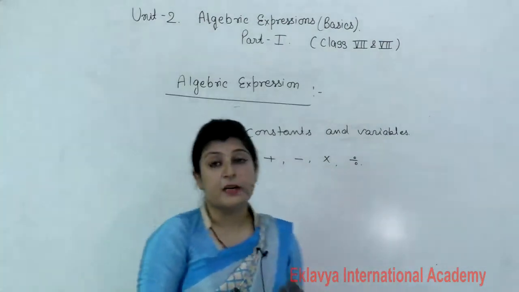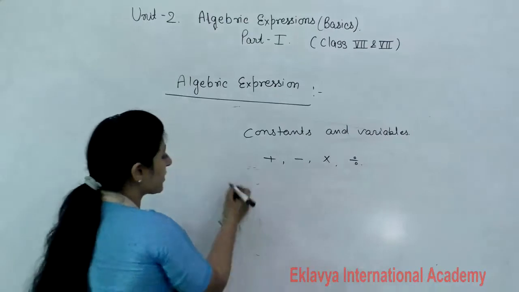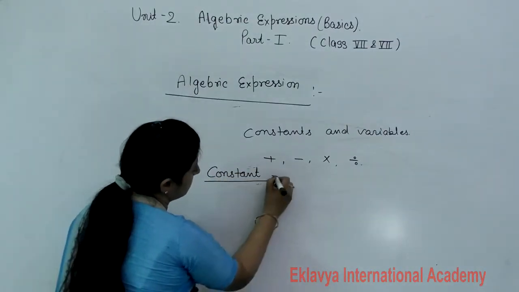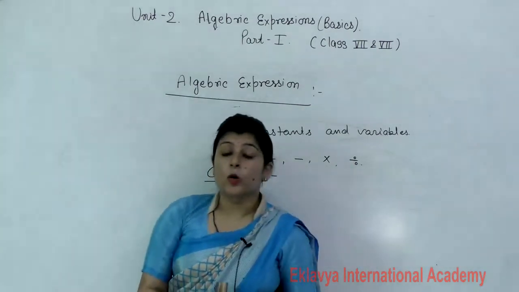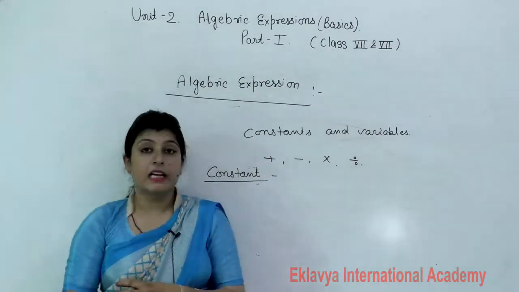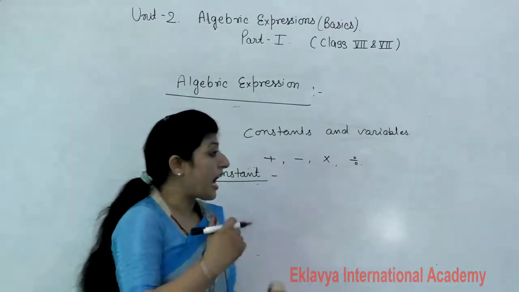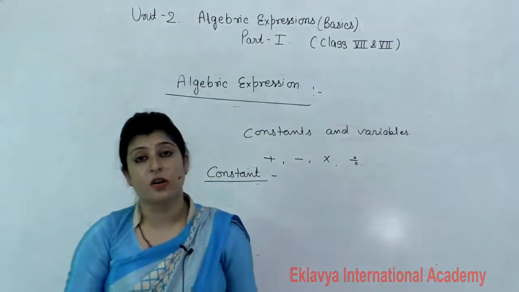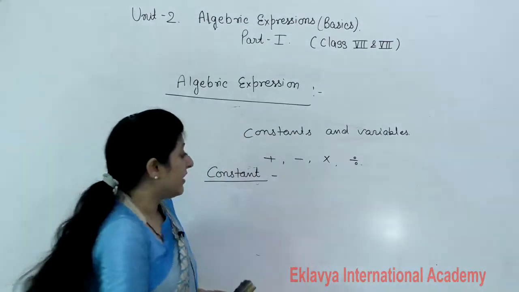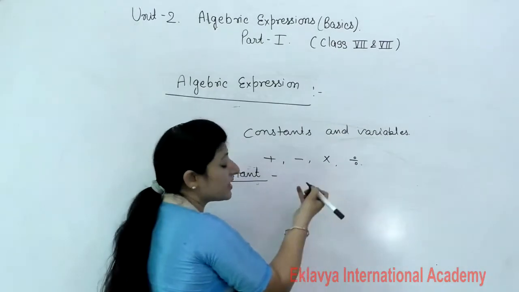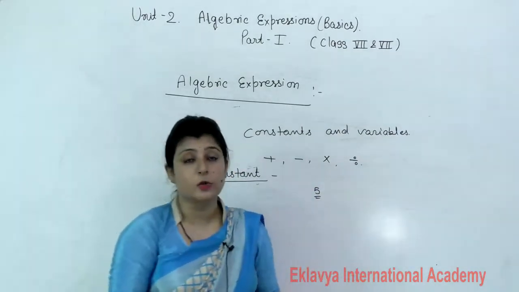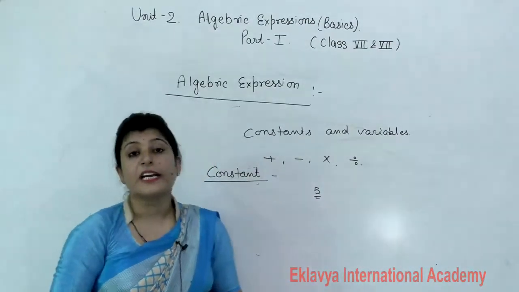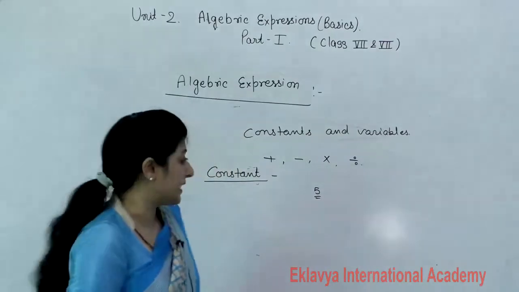Now there are some terms, like constant. What is a constant here? Anything which has a fixed value in algebra is called a constant. If we write down 5, obviously we can't change this value. 6, 7, 2, 3, like this. 5 means 5. It has a fixed value, it means it is a constant.